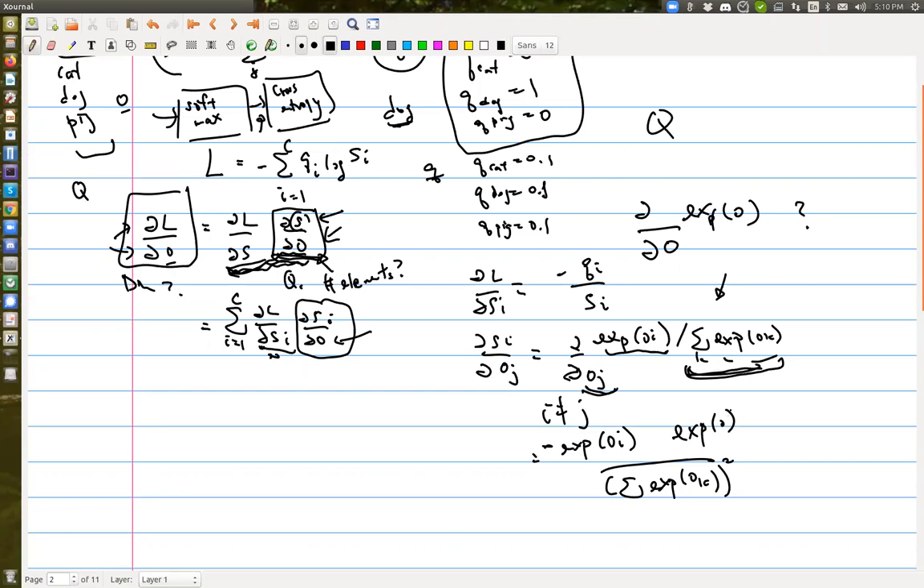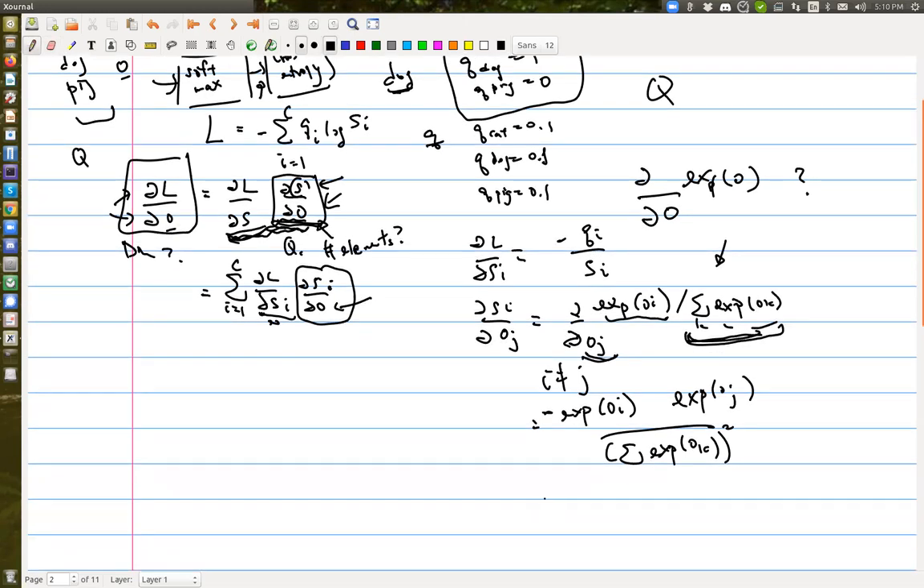A test of your calculus. So this will be exponential OJ basically. Actually that equals this one here. But let's look at this. This is actually equal to minus exponential OI over the sum of this. I can just split this into two parts, and then I have exponential OJ over the sum over exponential OK here.